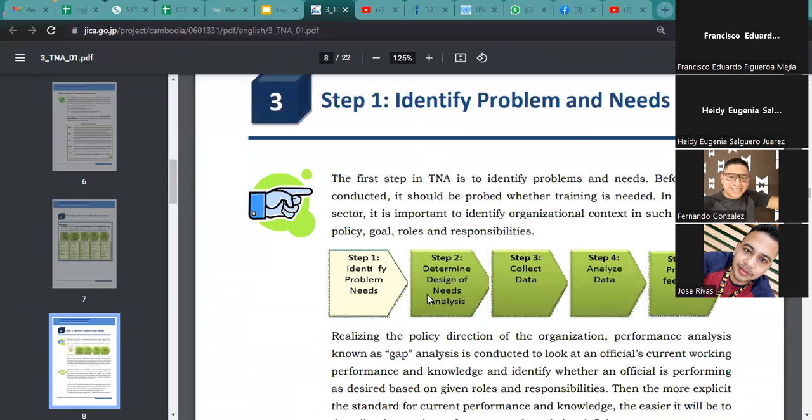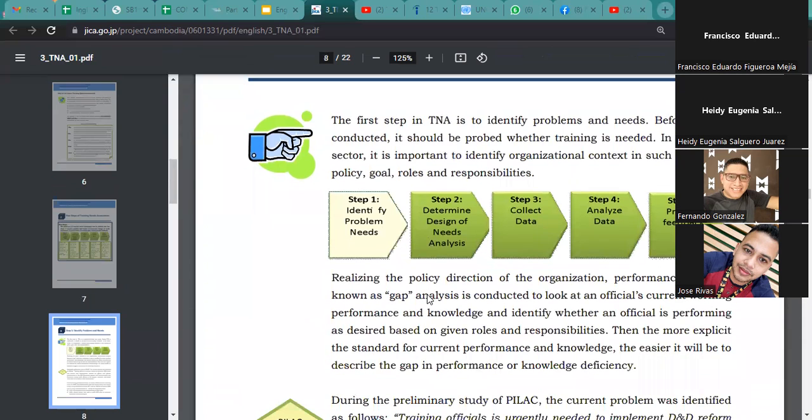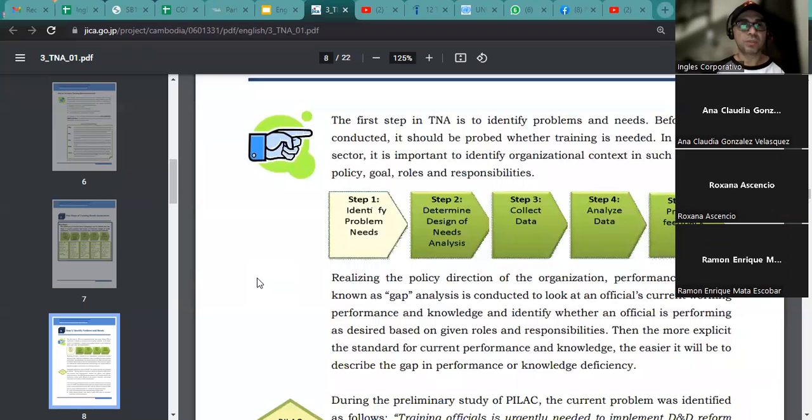The next one, step number 1. So this one is going to be for, let's see, we're going to go back. Let's see, Ramon, is it possible for you to read? Hello, Raymond. Not possible. Okay. Ana Claudia, could you please help me with these 2 paragraphs? Yes.